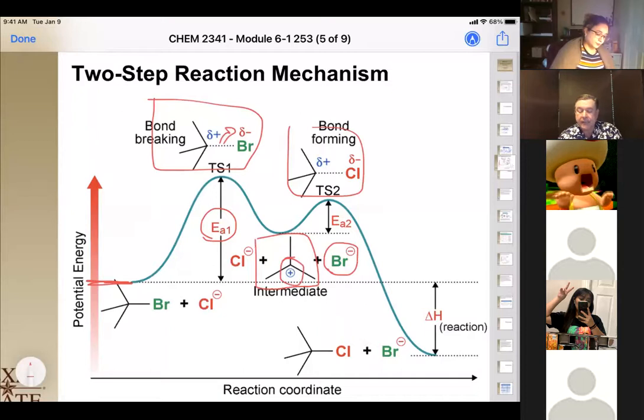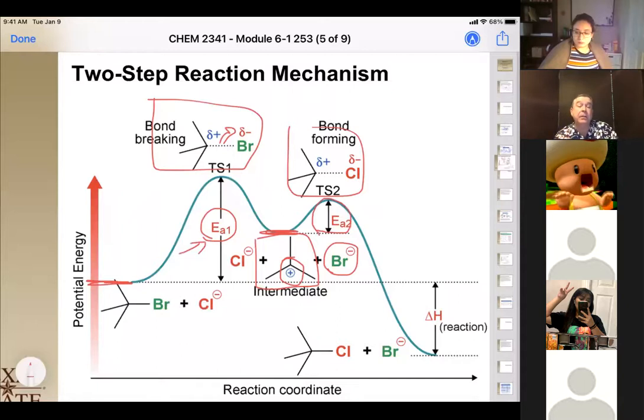Notice the energy of this intermediate is higher than the starting materials. It took energy to create that higher energy intermediate. So it has more potential energy and it took heat to get there, but it's now really reactive. Because it's so reactive, our activation energy for the second step is smaller than the activation energy for our first step.